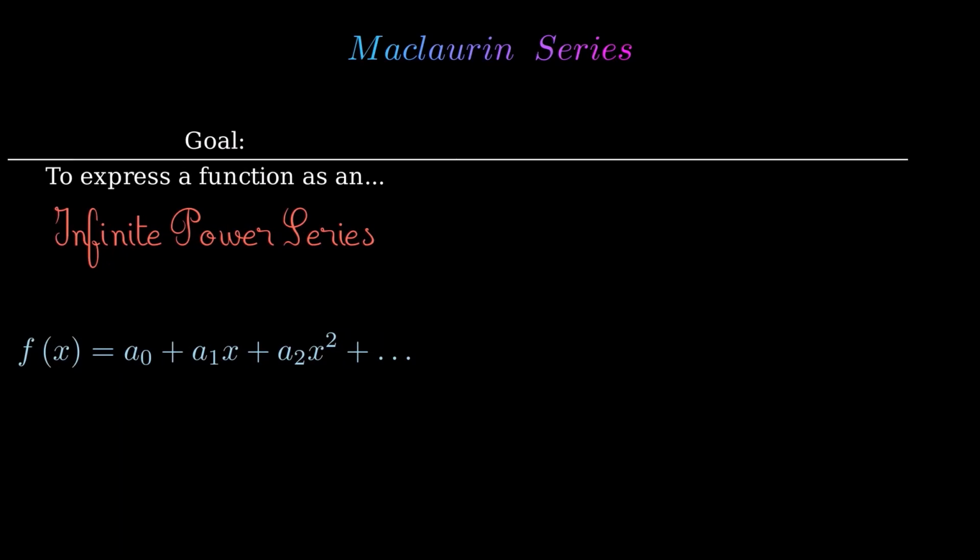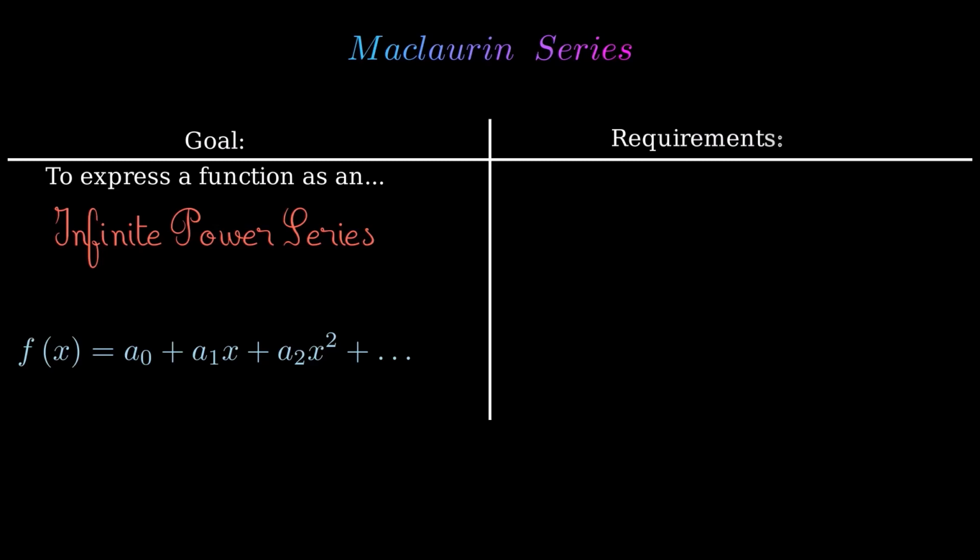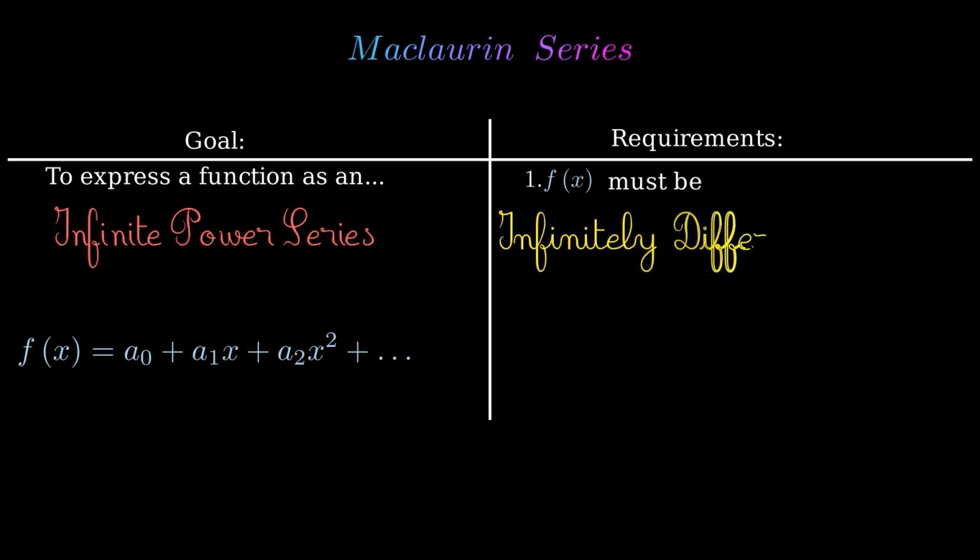Now let's take a look at the requirements for a Maclaurin series. The first one being the function must be infinitely differentiable. That means you can differentiate how many times you want. And the second one is the fact that the rth derivative of f of x must exist at x equal to 0.